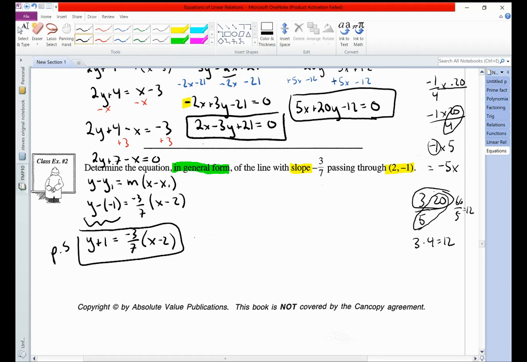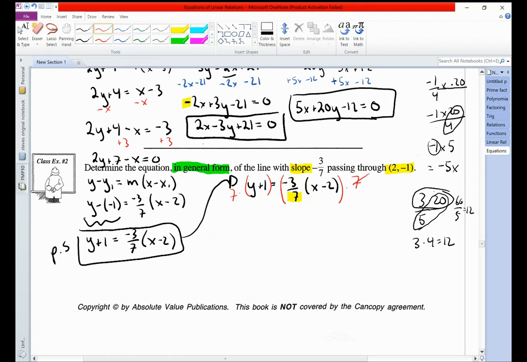Now we want it in general form. So I'm going to take it up here. So we have y plus 1 is equal to negative 3 over 7 x minus 2. And what I can do is switch this into general form. So the first thing I want to do is get rid of my fraction here, or at least this 7 down here. So I can multiply this whole side by 7 and multiply this whole side by 7.